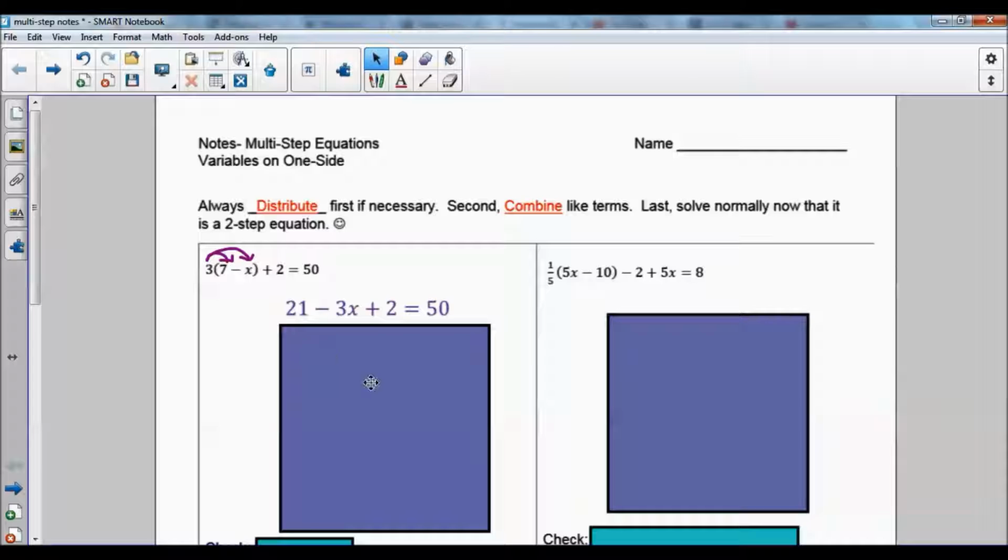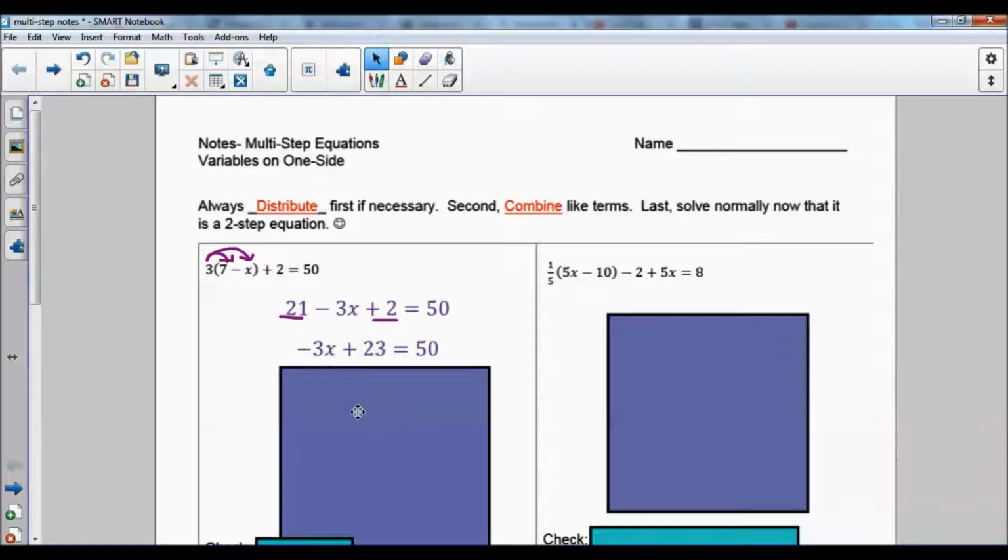So now we can combine like terms, just like we said our second step was. So here there's 2 things we can put together, right? We can put together the 21 and the 2. So if we do that, we have negative 3x plus 23, because this was a positive 21 and a positive 2, so altogether that's 23, which still equals 50. So now we have a 2-step equation. And remember, what we do to one side of our equation, we have to do to the other side.